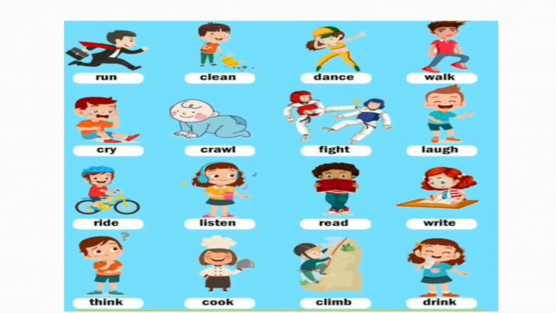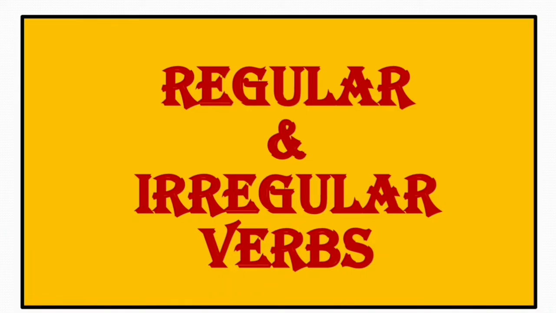Now here you can see in this picture so many action words, or doing words. Run, clean, dance, walk, cry, crawl, fight, laugh, write, listen, read, think, cook, climb, drink. All these are actions, and these action words are actually the main verb. As I told you, our today's topic is regular and irregular verbs. So regular and irregular verbs depend on these verbs also, but we need the main verbs.